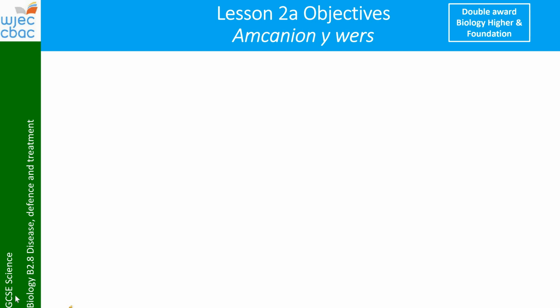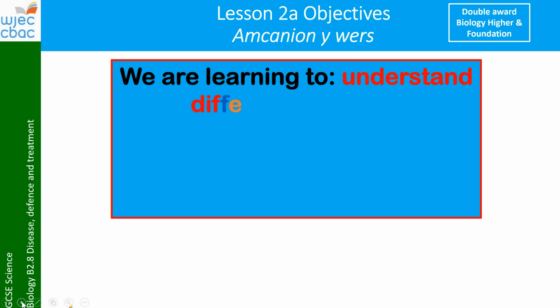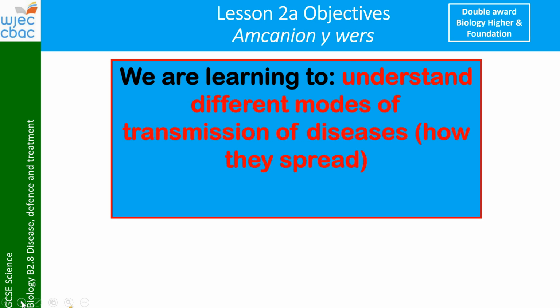Hello Year 11. This is the first part of the second lesson from unit 2.6 in double award, 2.8 in triple award on disease defence and treatment. The objective for this first part of the lesson is to understand different modes of transmission of diseases. That just basically means how do diseases spread.